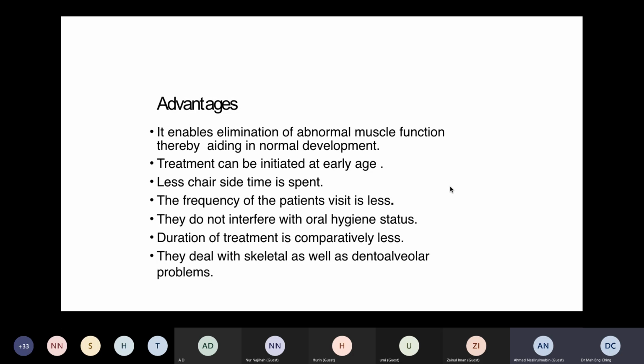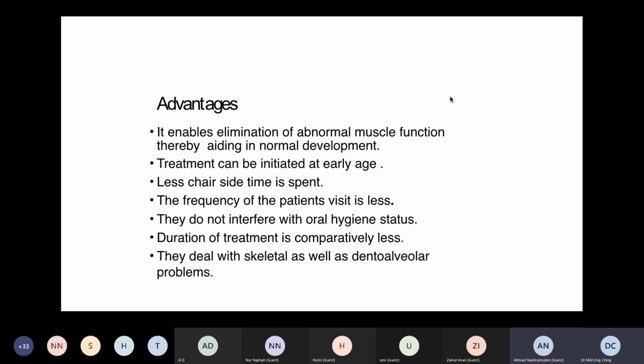But with myofunctional, you can start early, even as early as 8 to 9 years old, and hopefully the patient will get the most out of this treatment. So this functional appliance can be started when the patient is still at an early age. But with fixed appliances, you have to wait. The earliest you can start is about 12 to 13 years old, when the patient has permanent dentition.